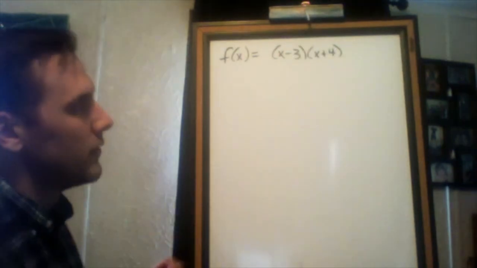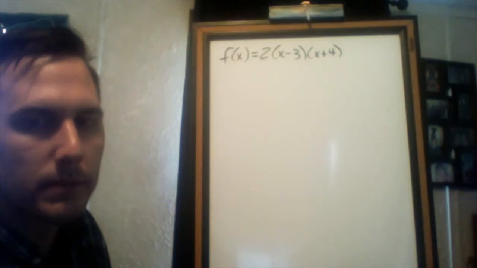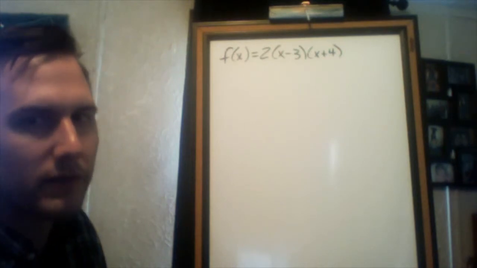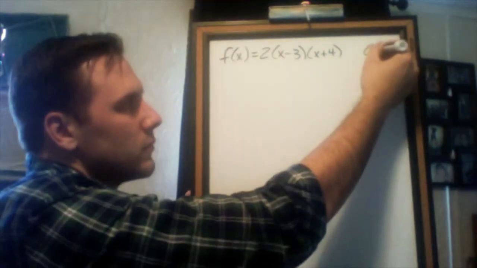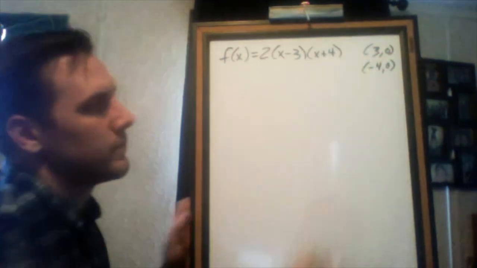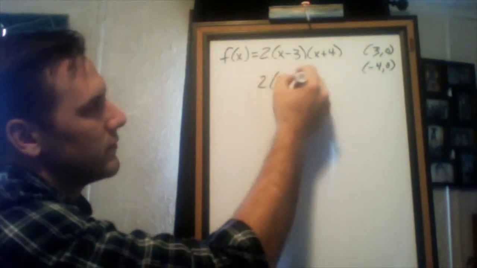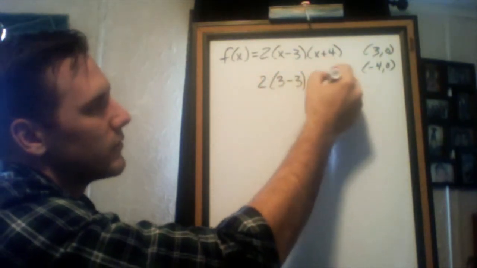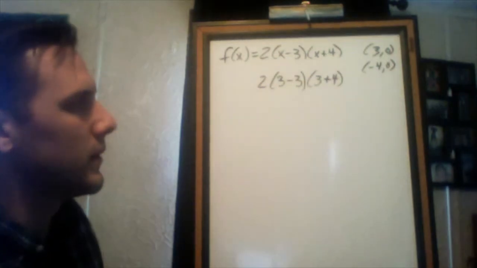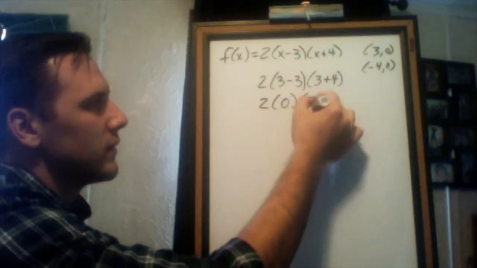Clear this up. The last part says what would happen if there was a 2 in front of this. Okay? So let's think about what would happen. If I plug in those original x-intercepts, which were 3 and negative 4, if I plug 3 in for x, I'm going to get 3 minus 3 times 3 plus 4.